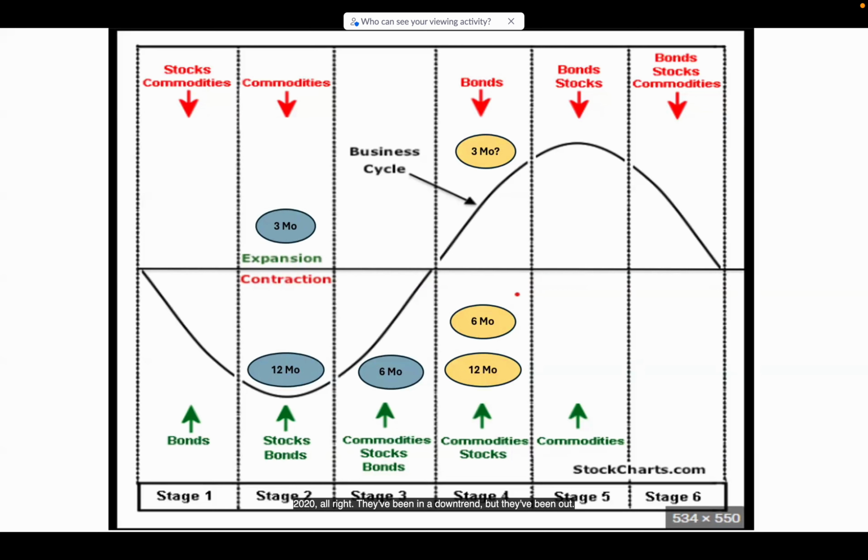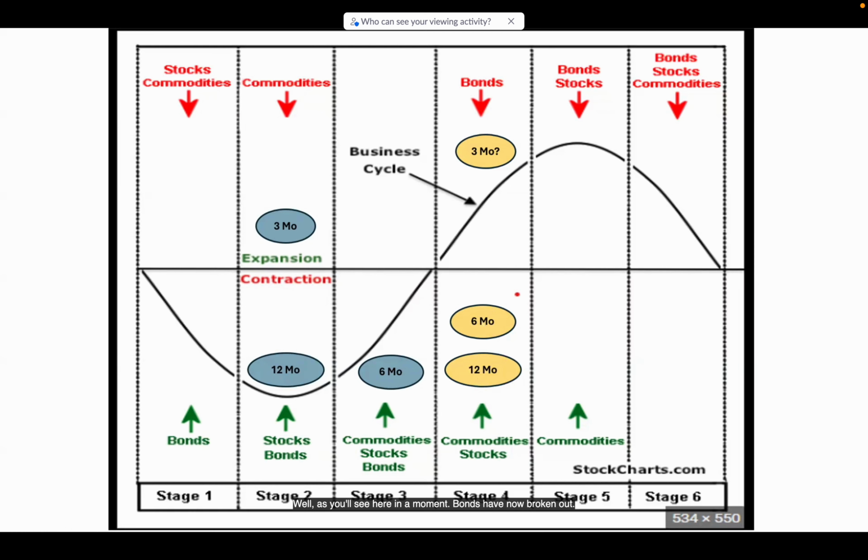All right. They've been in a downtrend, but they've been bottoming out for the last year and a half now, almost. And so when you have a situation where you see that bonds have been in this major downtrend, you would think, okay, well, maybe we're in stage 4, 5, or 6. But when we look at how stocks and commodities have been performing, those have been moving higher. So that kind of puts us again in a situation where bonds were down, stocks and commodities were up.